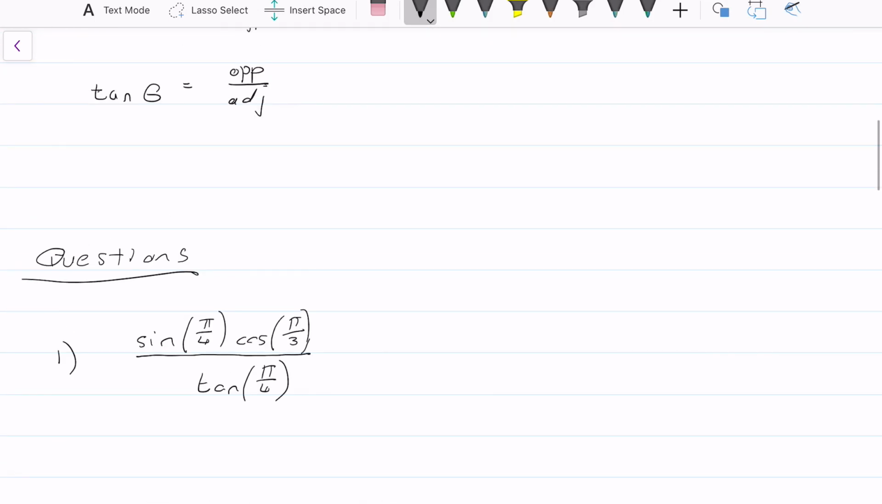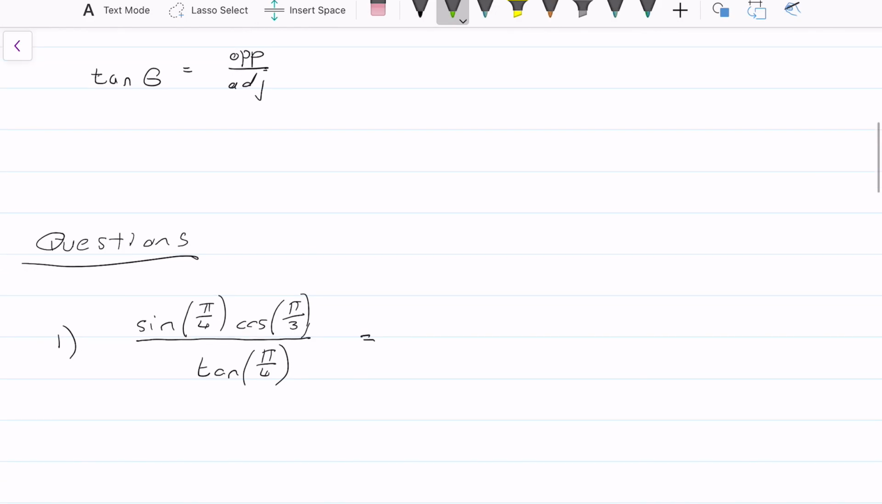Okay, so there's 4 questions. Let's start with the first question. Sine of 45, sine of pi over 4. So the first one I'll walk through with you guys, doing all the angles and whatever, and then with the next questions, I'm just going to write the answers and hopefully you guys get the same ones.